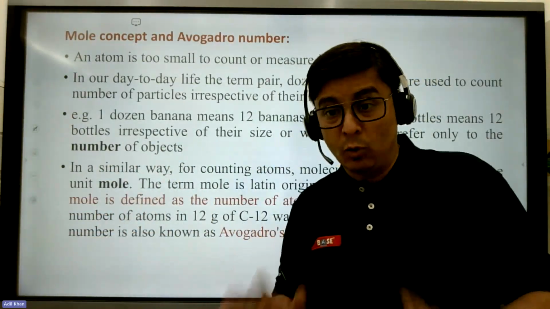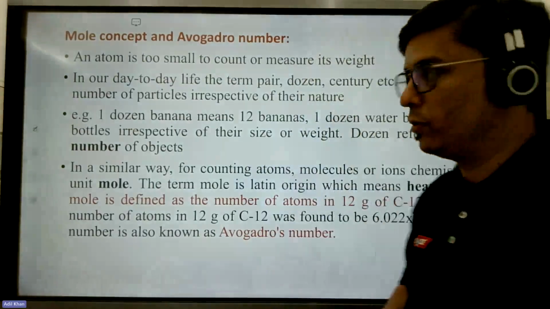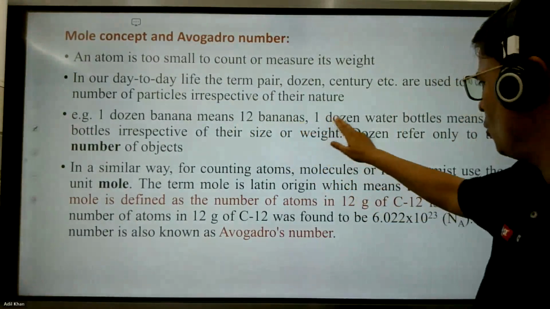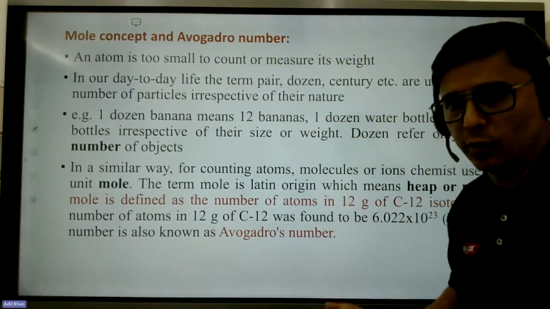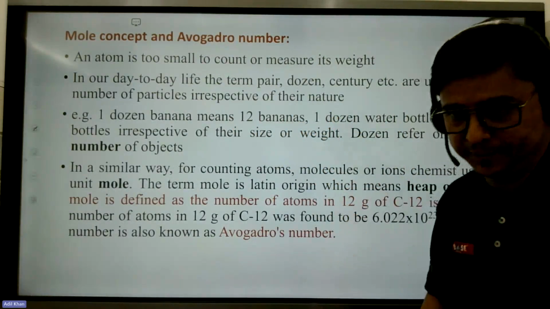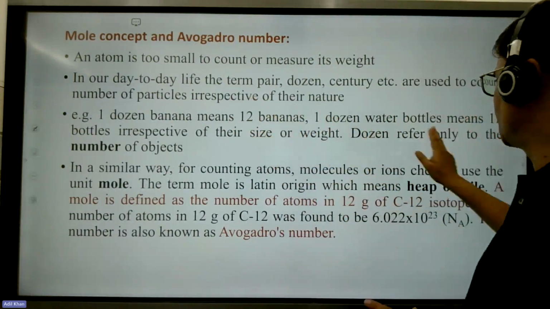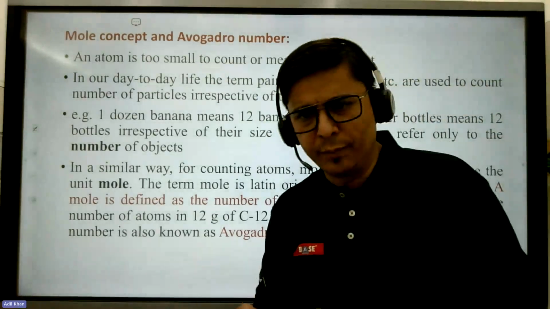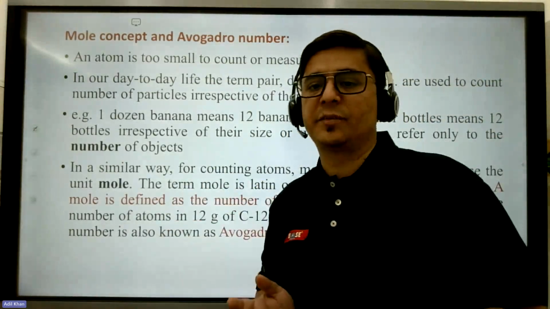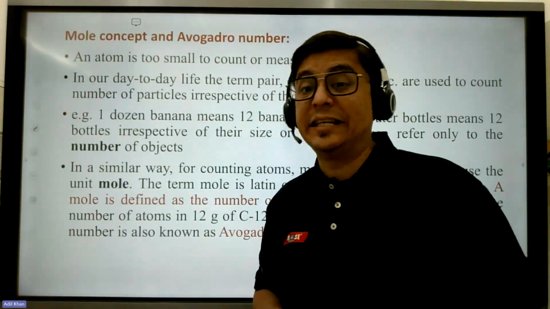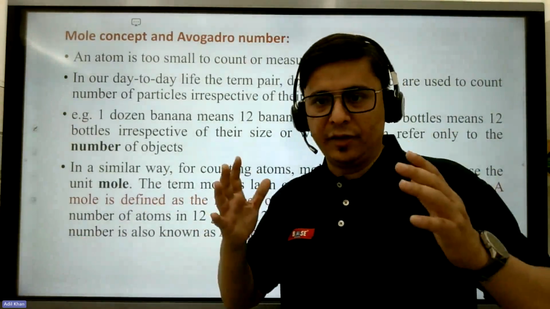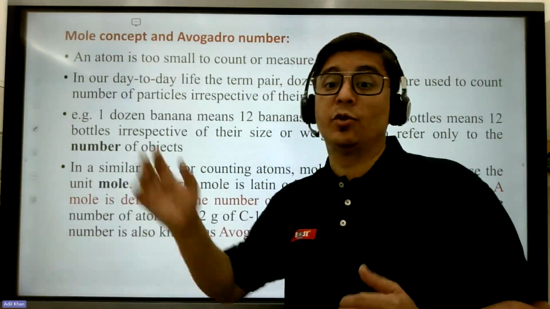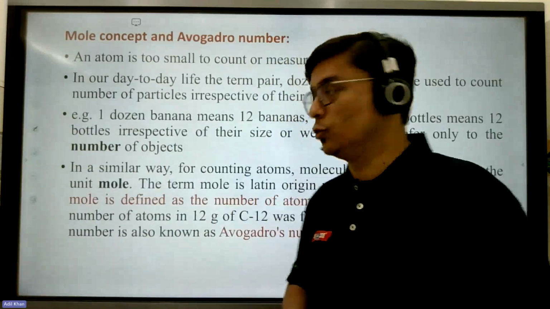Nature we are not counting, we are just counting the number. So number is more important. For example, 1 dozen bananas means 12 bananas. 1 dozen water bottles means 12 water bottles, irrespective of their size or weight. Dozen refers only to the number of objects. So number is more important. Similarly, mole means a specific number. That number is 6.022 into 10 to the power 23. A huge number. After 6.022, 23 zeros are there.